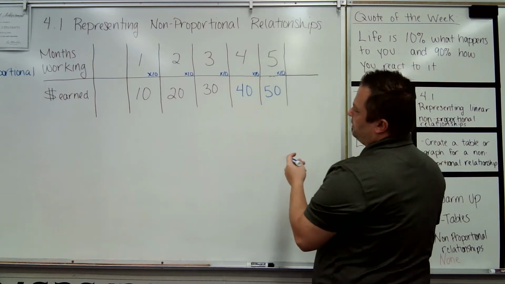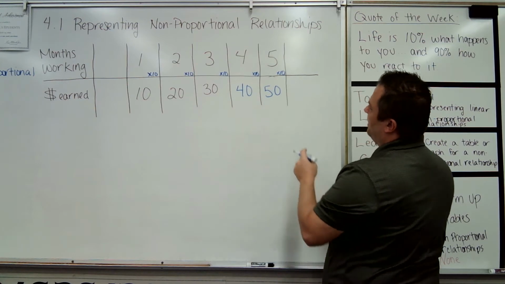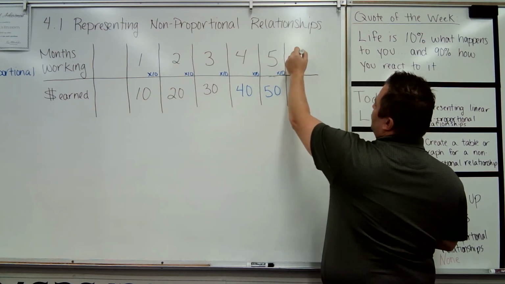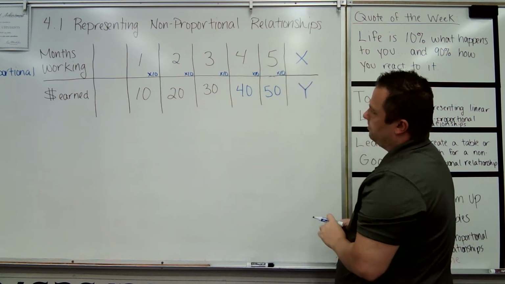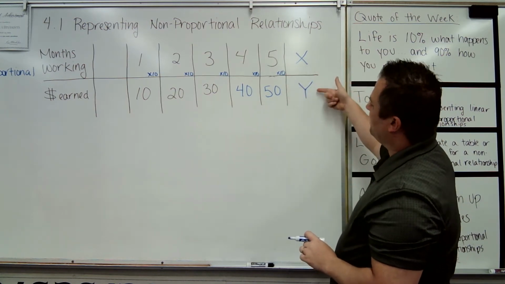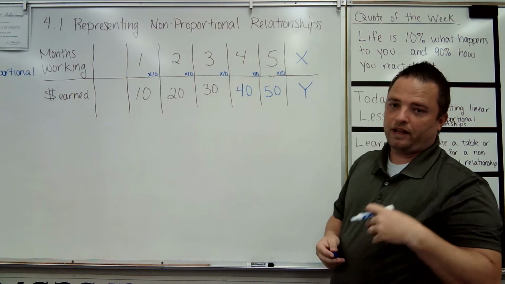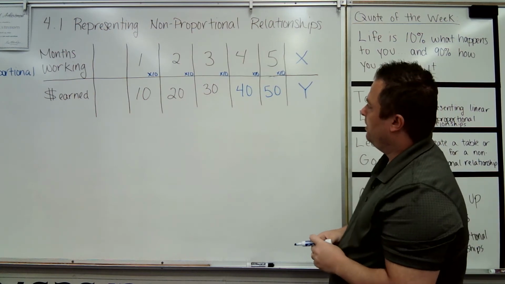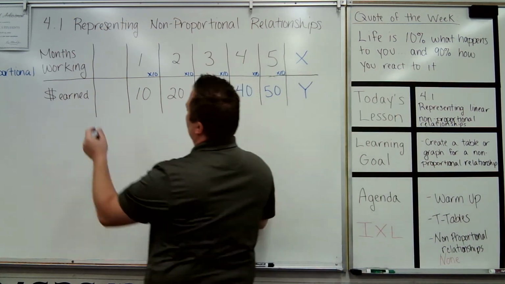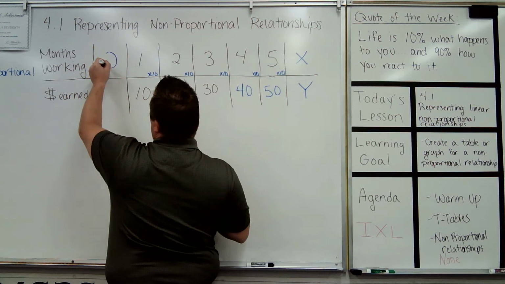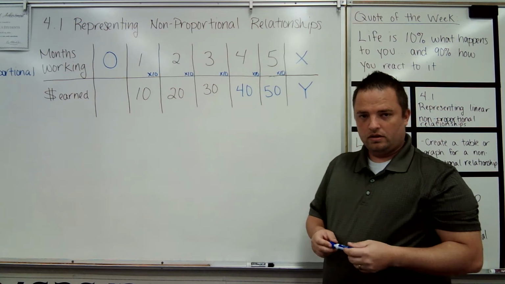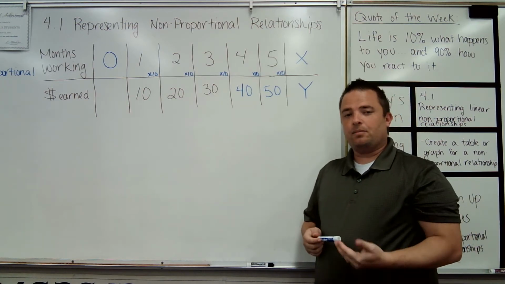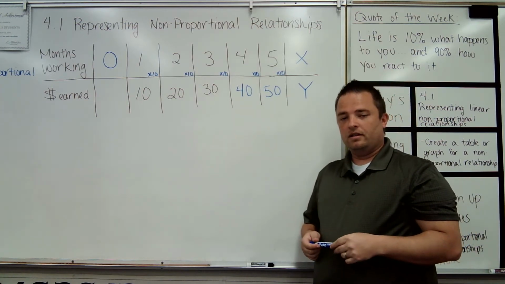If I wanted to say that this was X's or Y's, I would say that these are my X's and these are my Y's. These are the things that I put in, these are the things that I get out, and we'll be discussing more of that tomorrow and the next day. Hypothetically, what do you think this should be if I put a 0 here? What do you think that should be if I put a 0 there?